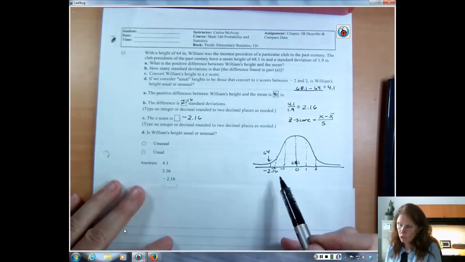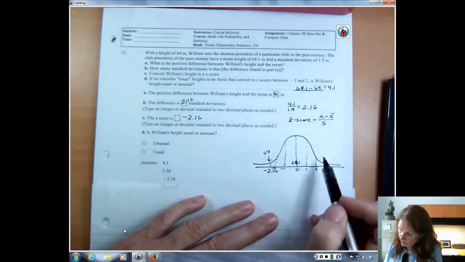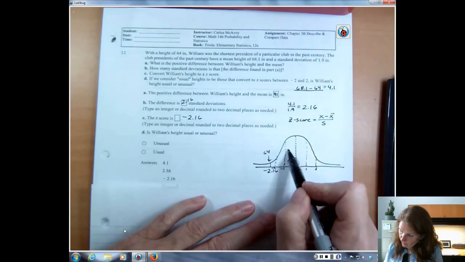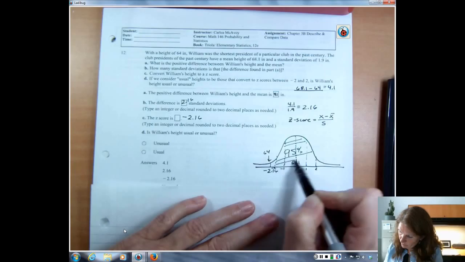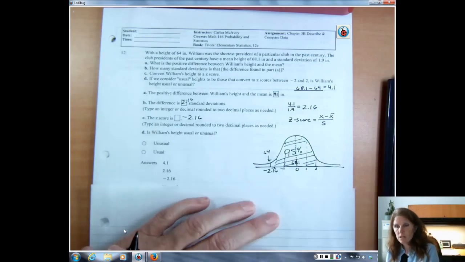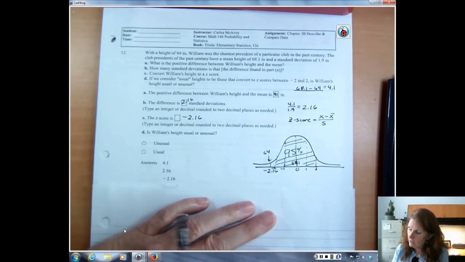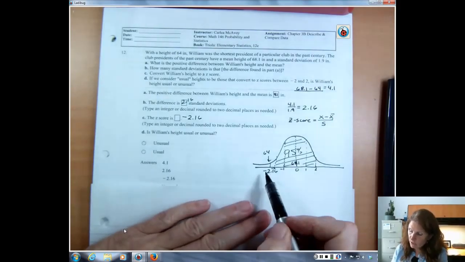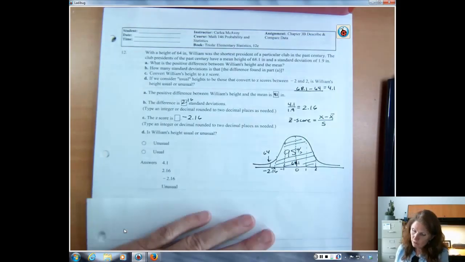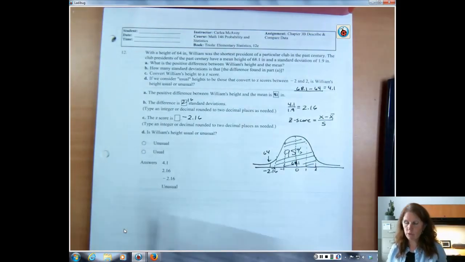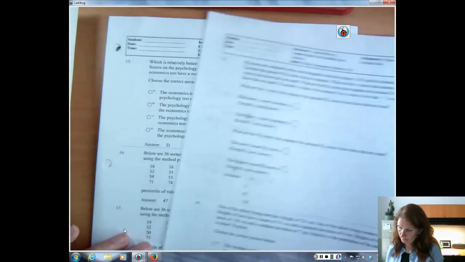Is he unusual? Remember what 2 standard deviations out are? 95%. I've drawn it wrong twice, but I've been saying it right many times. So 95% of the people are going to fall between negative 2 and positive 2 for their z-scores. He is even to the left of that. Since he's not in that 95% range, that means that he's unusual. He's unusually short for a president of this particular club that measures that.